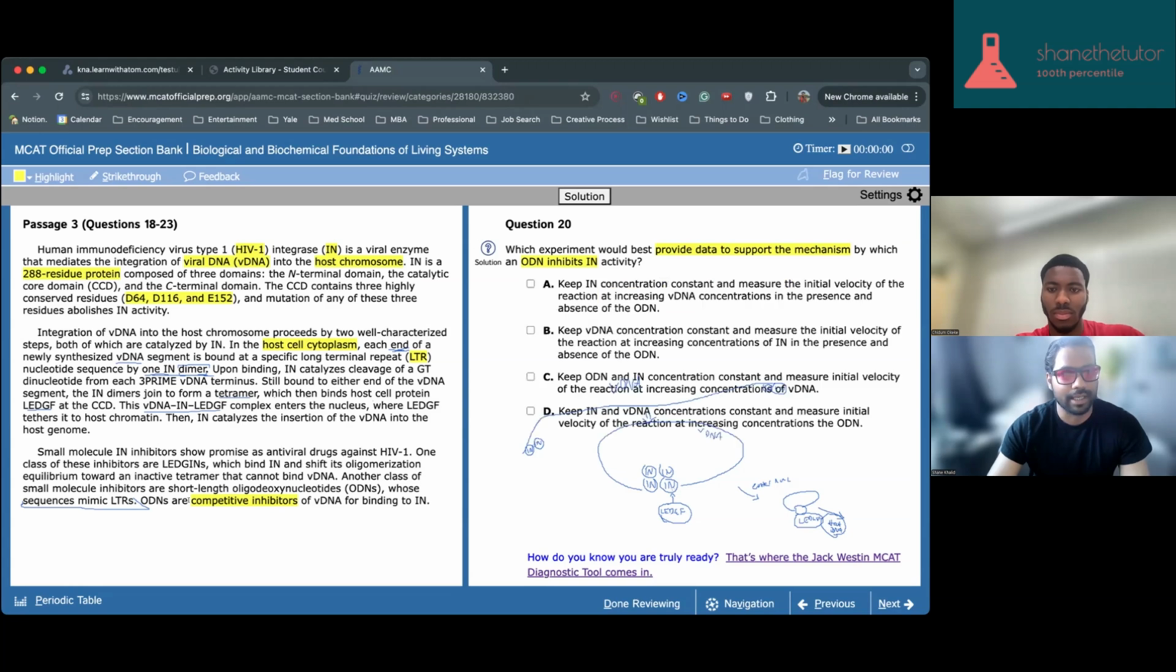Yeah, and now we can take a look. To your point, my initial thought process would be what mostly aligns with what we're expected to see in competitive inhibition, essentially. Okay, so the first option is keep IN concentration constant and measure the initial velocity of the reaction at increasing vDNA concentrations in the presence and absence of the ODN.